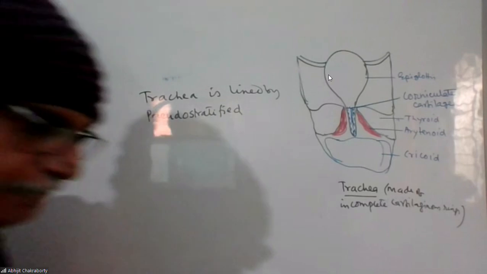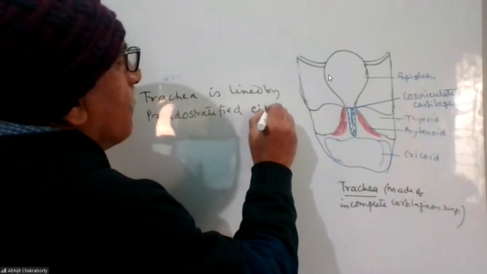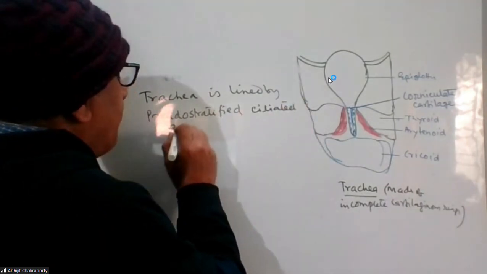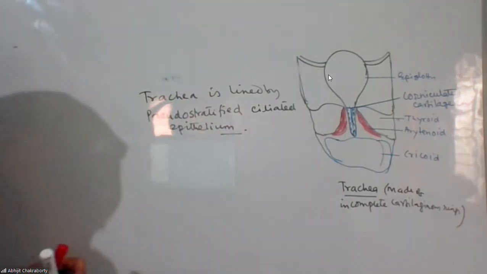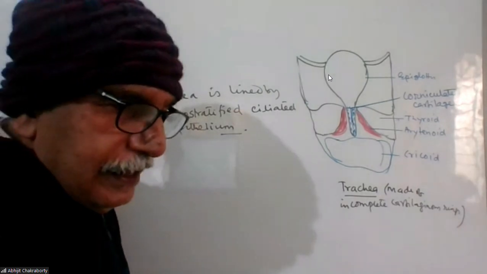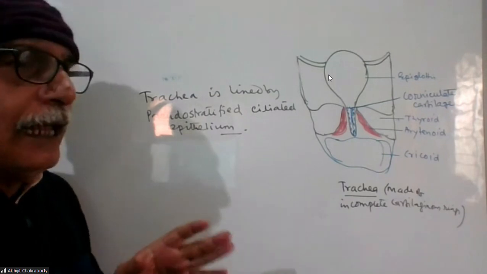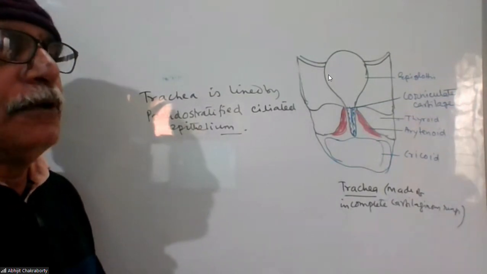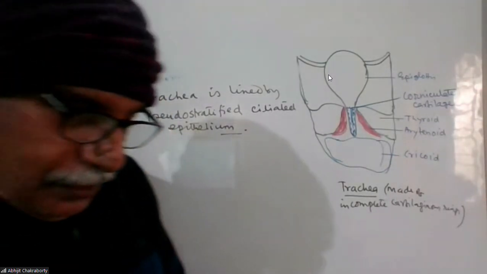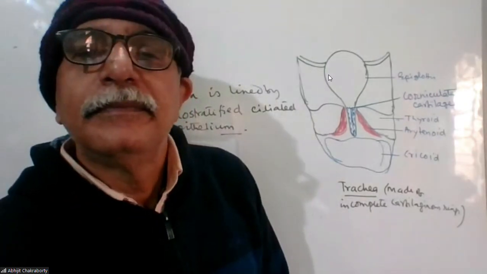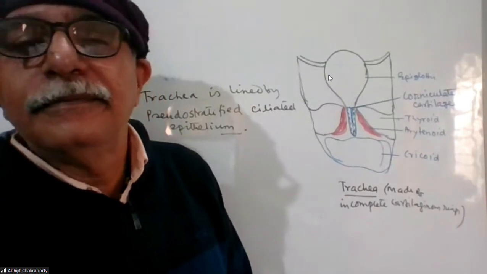Pseudostratified ciliated epithelium. Clear? So that it can help in the movement and expulsion of foreign particles. Is it clear to you now? Is it clear?